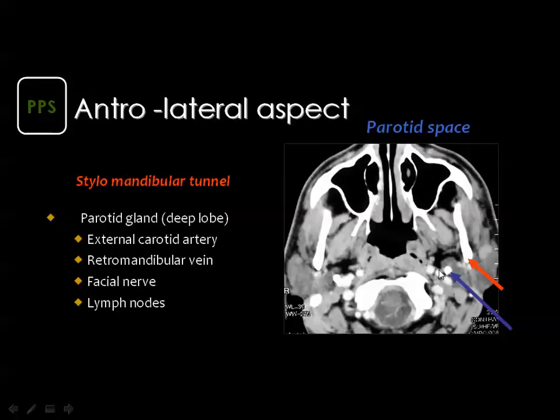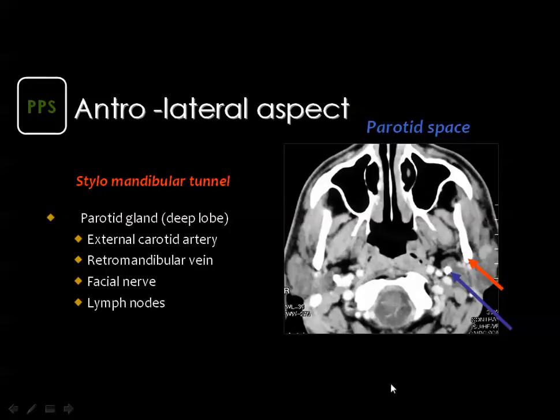It contains mainly the deep lobe of the parotid gland. This is the superficial lobe of the parotid, and this is the deep lobe. And you can appreciate the intimate relation between the parapharyngeal fat and the deep lobe of the parotid gland.